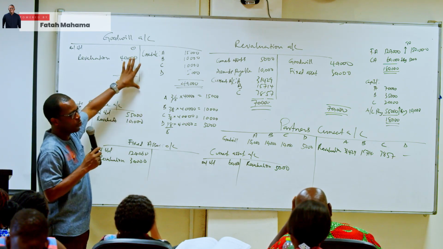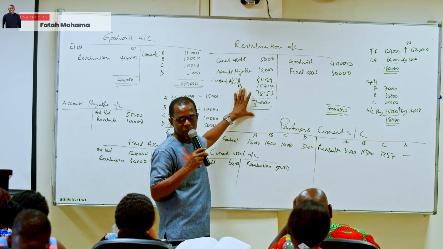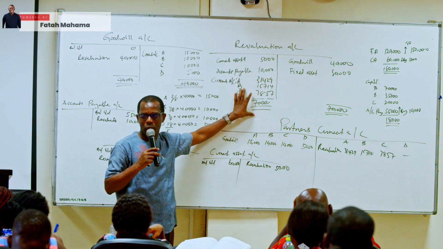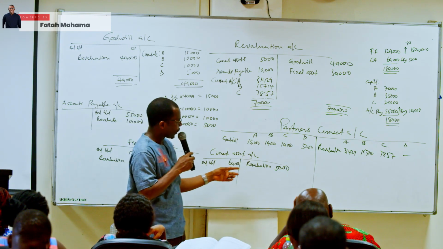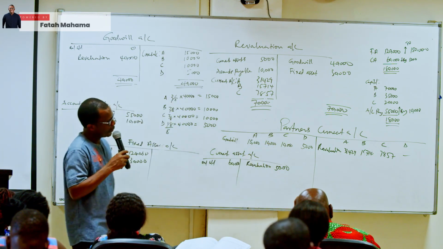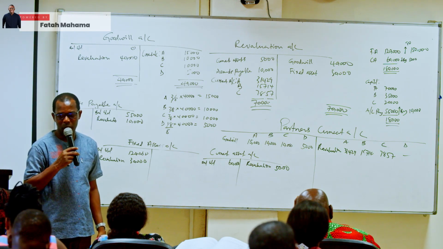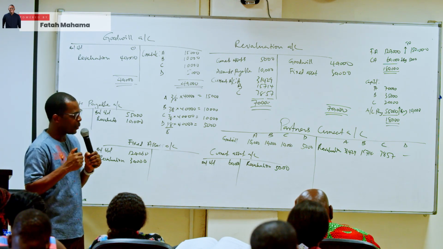So we're done with the goodwill. Requirement 1, we're done with the revaluation. Requirement 2. Requirement 3 is what? The current account, which is what we're doing right now. Right. And then the last one is what? We have to prepare the balance sheet.